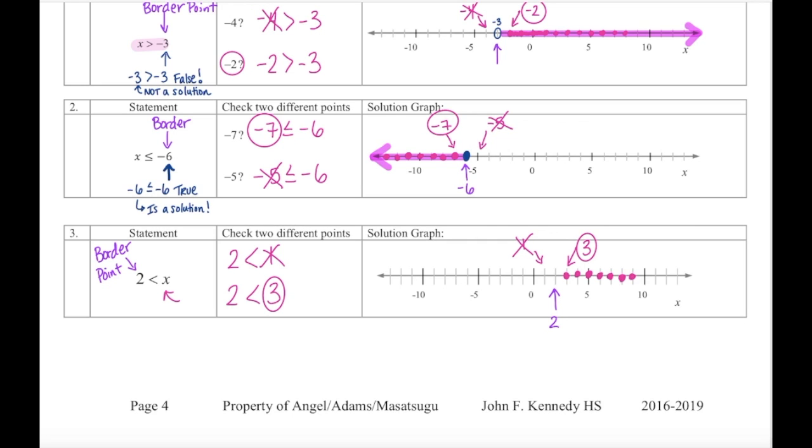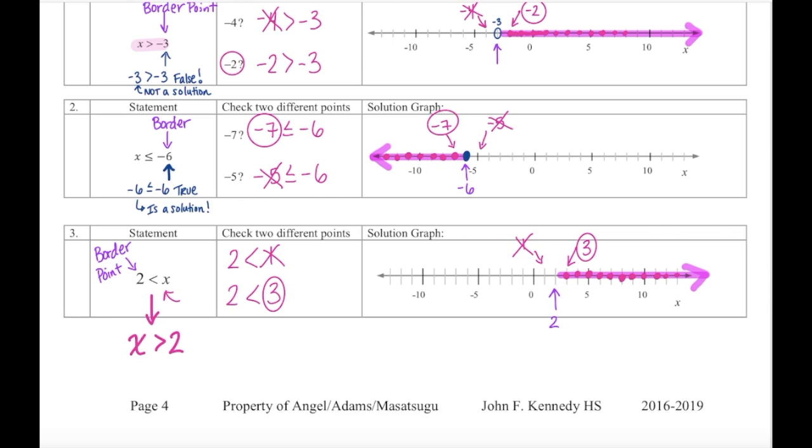Because if we think about it, these are the numbers that 2 is less than. You could have also rewritten this inequality as x is greater than 2, because these are both saying the same thing. 2 is less than x, x is greater than 2. Either way, we have our solution line.